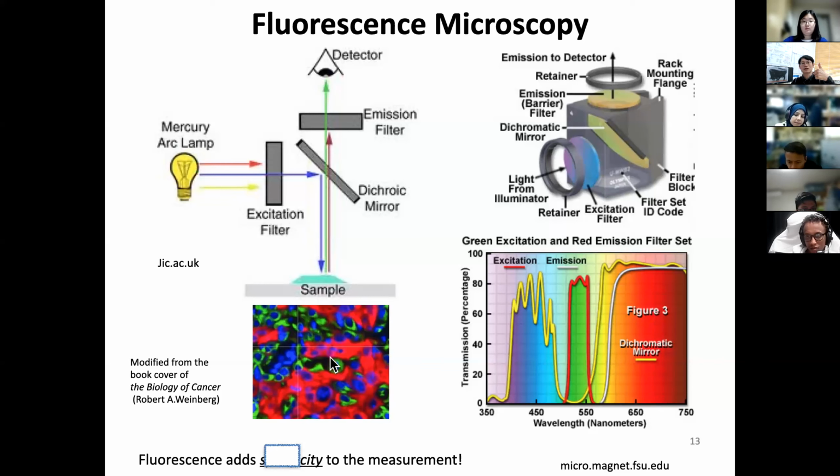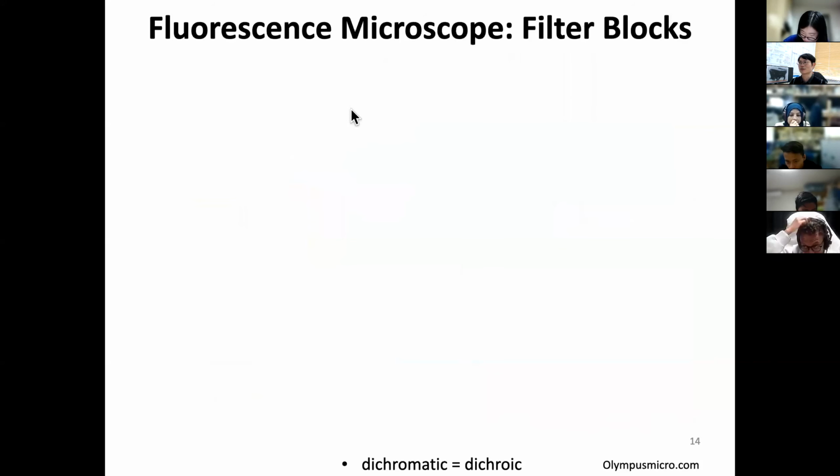Specificity. Excellent. Right, that's it. That's the difference from the other kinds of general scattering imaging. Fluorescence provides specifically which one you are looking at. So that's the key aspect of fluorescence.